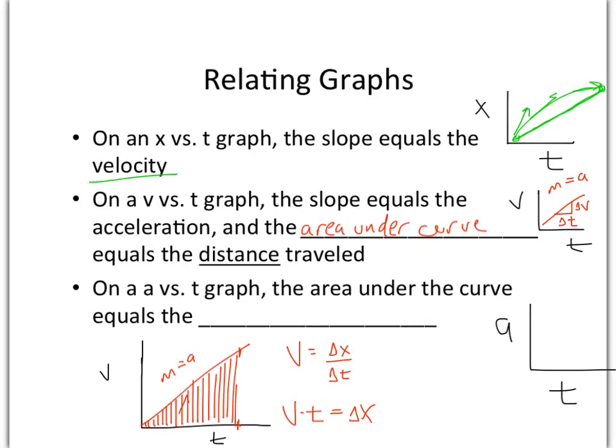So this in here, that shaded area under a velocity versus time graph is going to be equal to the distance traveled. The slope equals the acceleration. The shaded part under the graph for the time increment that we care about is going to equal that distance. All right? Now, similarly, we can look at acceleration versus time graphs.